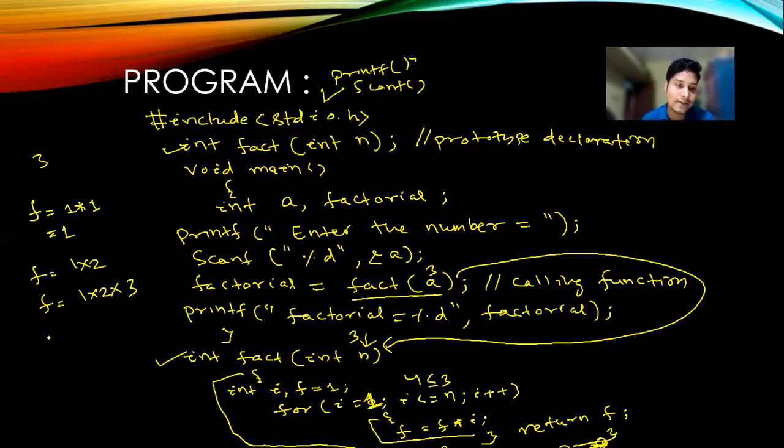So the value of f is now 6. So you can now see the factorial of 3 is equal to 6, that is 3 into 2 into 1. We know it, so now we have calculated it. So let's see the program in my Dev C++ editor and see how the program is showing us the output.